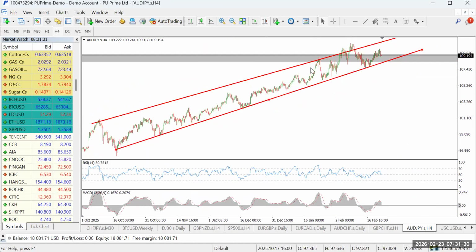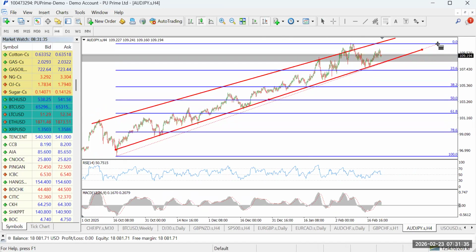Now, if this works out, that means we're getting ready for a long-term bearish movement of the AUD JPY. Though it may not drop, it all depends on market condition. It may not drop straight to 100, but at least it may drop as much as to Fibonacci 50 or 61.8 before any other reversal happens.